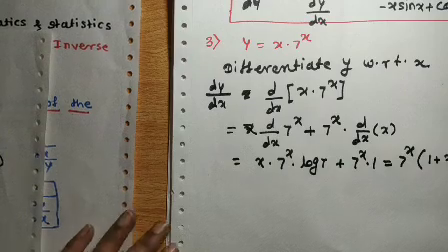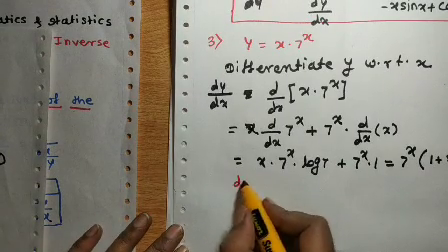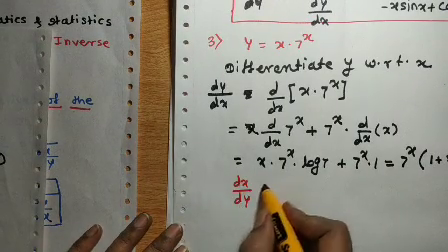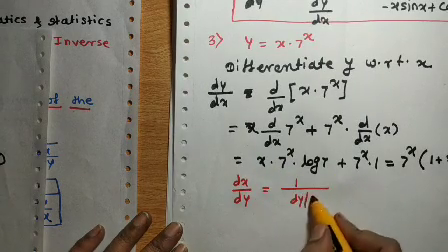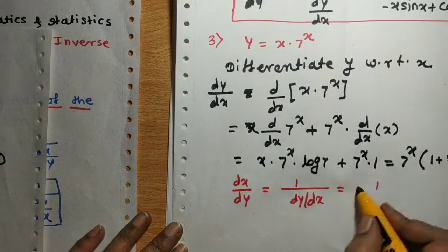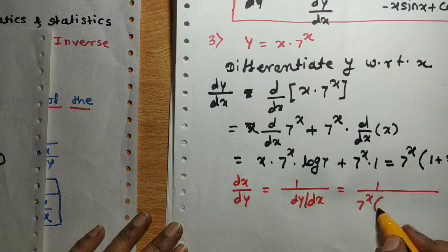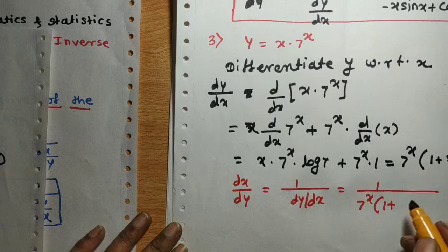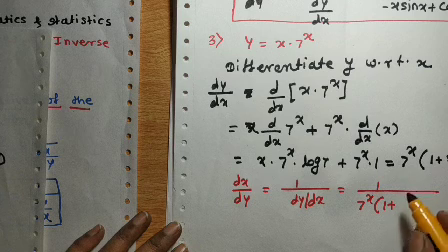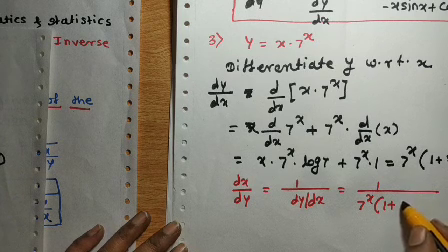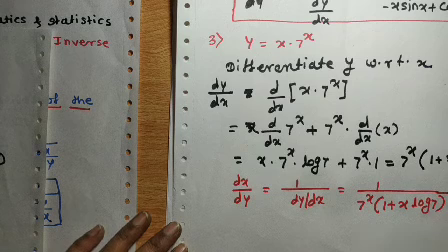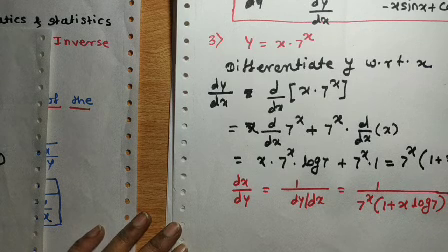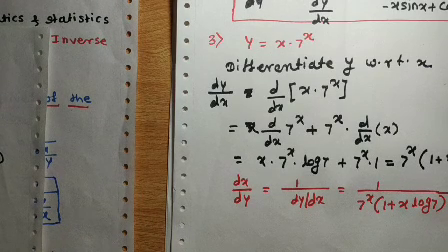And next, dx upon dy. This is the inverse of the given function, that is 1 upon dy by dx, equal to 1 upon 7 raised to x into 1 plus x into log of 7. In such a way, you solve all the questions.